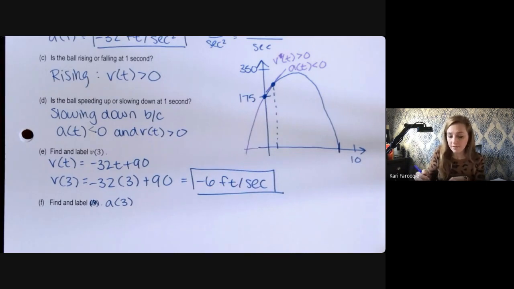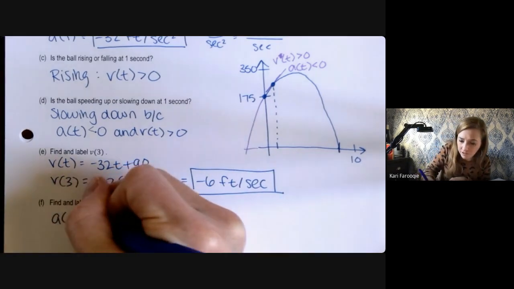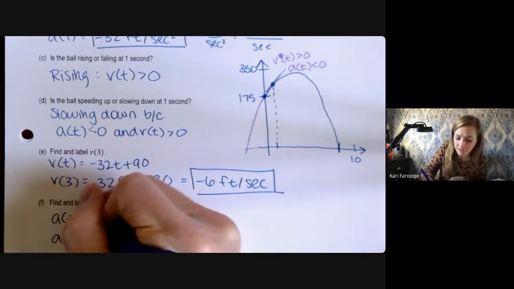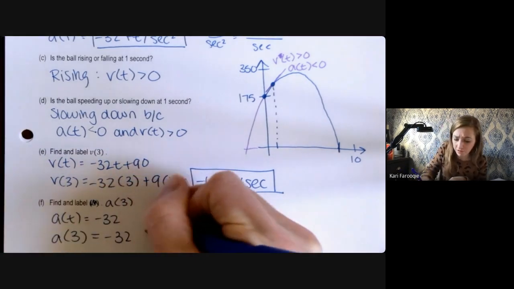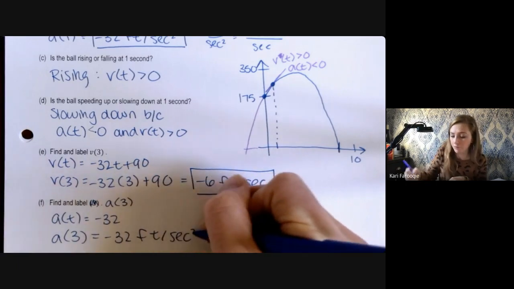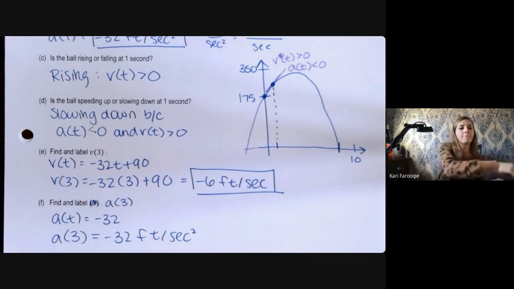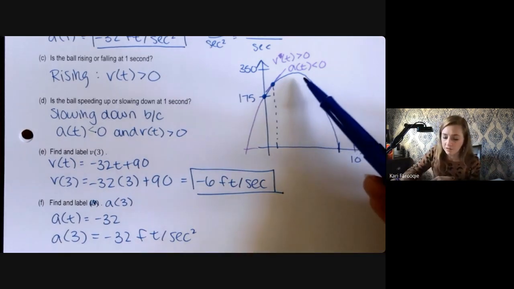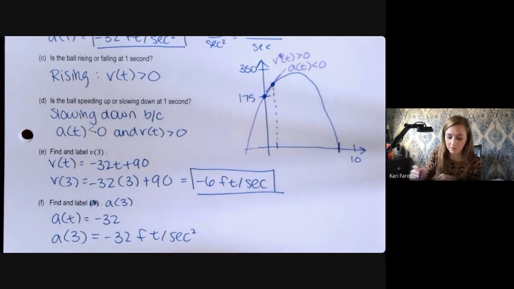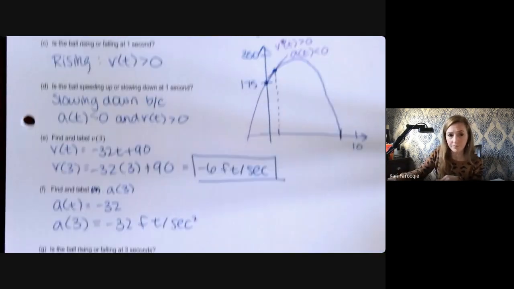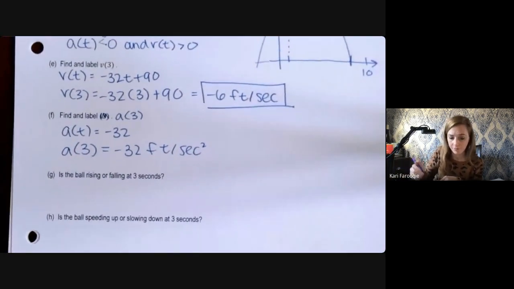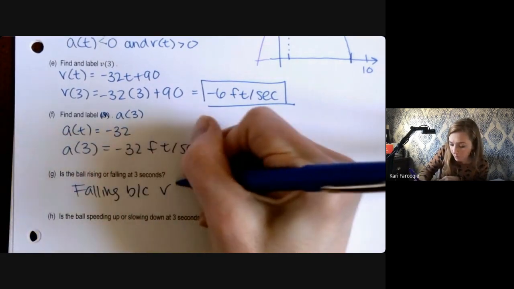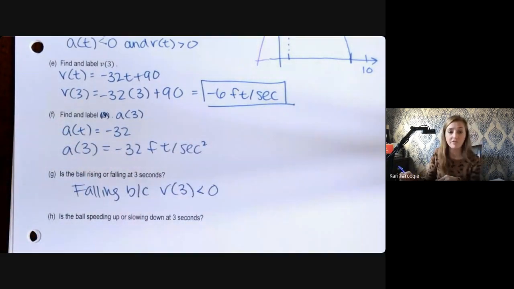Find and label a of 3. Well, remember that a of t is negative 32 all the time. So that means a of 3 is still negative 32 feet per second squared. Now, in this case, you can see that the velocity is negative, so the ball would be falling. So to answer part G, the ball is falling, and that's because v of 3 is negative.